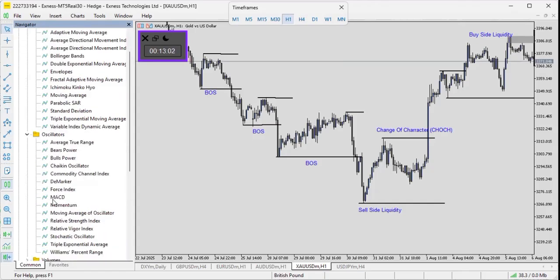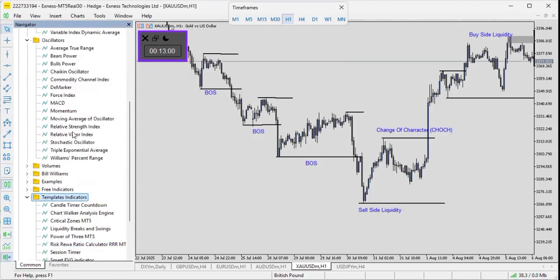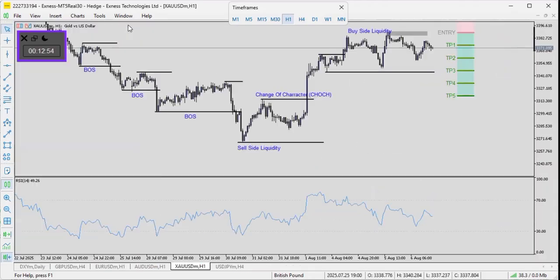Oscillators. This is the relative strength index. Pick it. Relative strength tells you, now see, even your relative strength is telling you that you are at support. If you are using these indicators, this is why people keep on losing money. Now it has changed direction and it's telling you that the market is oversold.